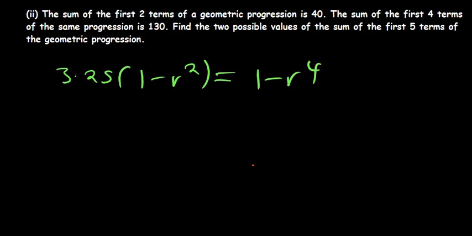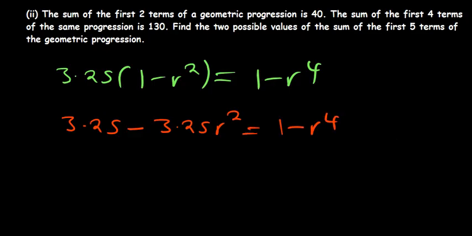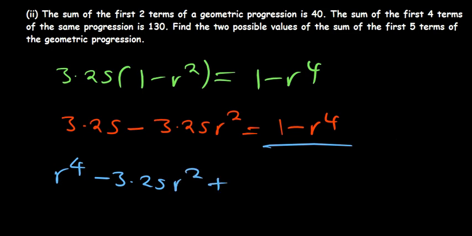Okay, what do you end up with after distributing? 3.25 minus 3.25 r squared is equal to 1 minus r to the power 4. Okay, collecting the like terms to be all on the left, the highest power we're going to have will be r to the power 4, followed by minus 3.25 r squared plus 3.25 minus the 1 equal to 0, which if we subtract will just give us 2.25.